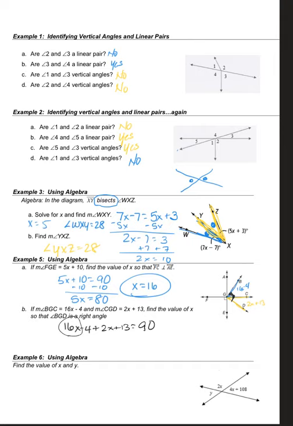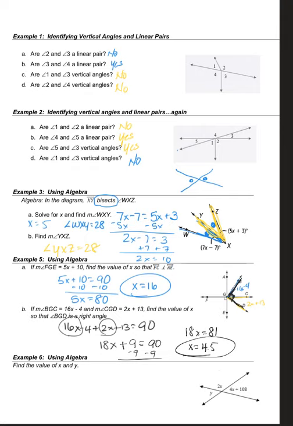So we're going to combine our like terms. We get 18x plus 9 equals 90 degrees. Subtract 9 from both sides. We get 18x equals 81, and then divide by 18, and you should get x equals 4.5. So x would have to be 4.5 in order for that whole angle to be 90 degrees.